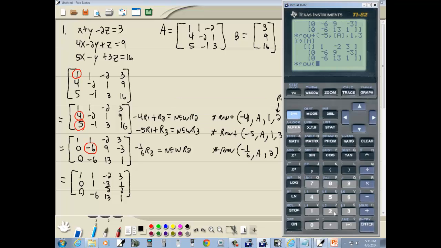Okay. And then negative 1 divided by 6, comma, and then go to the matrix menu, do enter on A, comma, and then row 2. I'll put a closing parentheses, though you don't need it. That looks promising. Now that we've done that, again, I can do a store, and then do matrix, and then do enter on A, enter again. Okay.